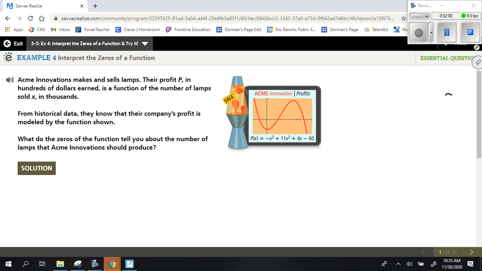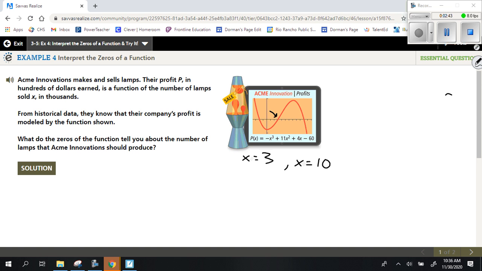But to answer the question we're being asked, what do the zeros of the function tell me about the number of lamps that Acme Innovations should produce? Well, there is a 0 at x equals 3. I was pointing out this one. And there is a 0 at x equals, I believe I said 7, 1, 2, 3, 4, 5, 6, 7, 8, 9, 10. My bad. X equals 10. The way that we would interpret that is that the profit is positive for values between x equals 3 and x equals 10.